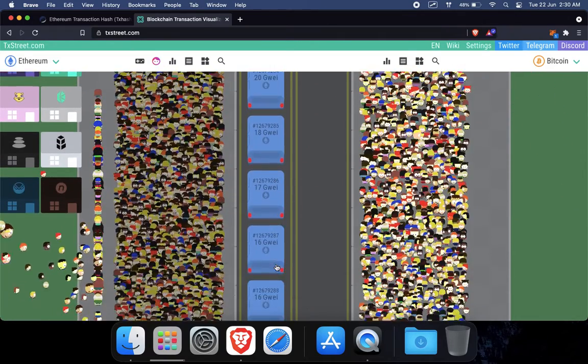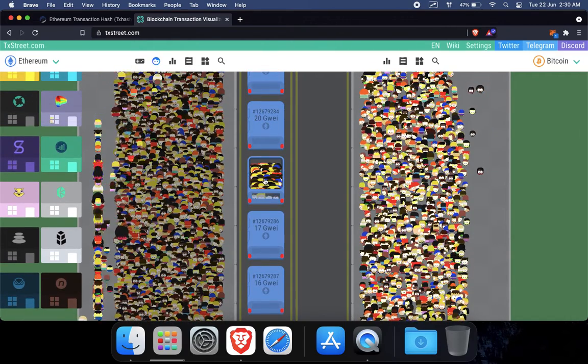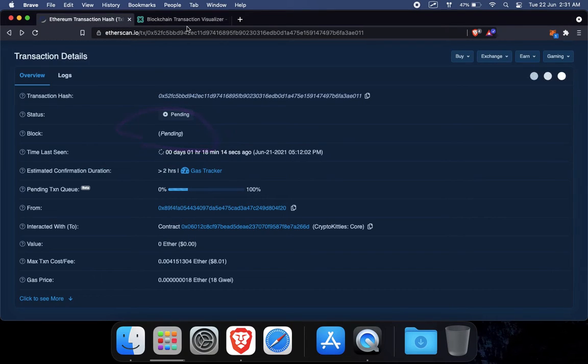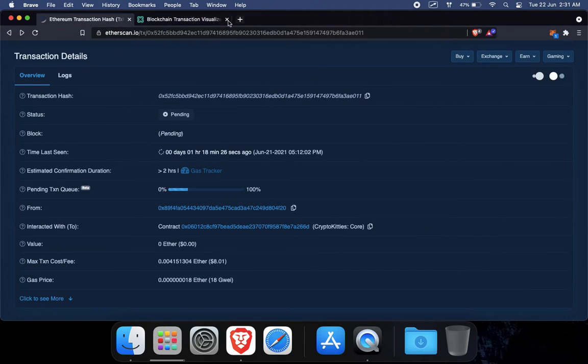Let's look for 18. 18 is over here, right? So this person's transaction is stuck somewhere here, right? As you can see here, it says low fee line, right? So yeah, obviously this person should have paid more if they wanted it. It's going to take a while, right? Okay, so that goes to the same page. Anyway, so that's how you visualize it.